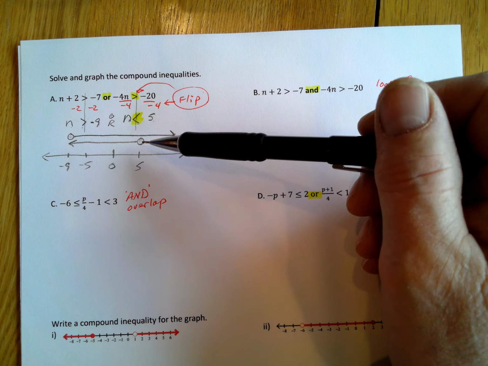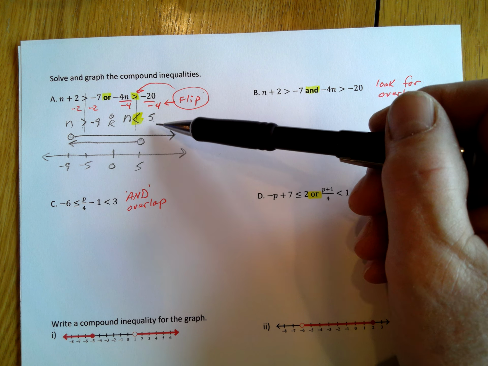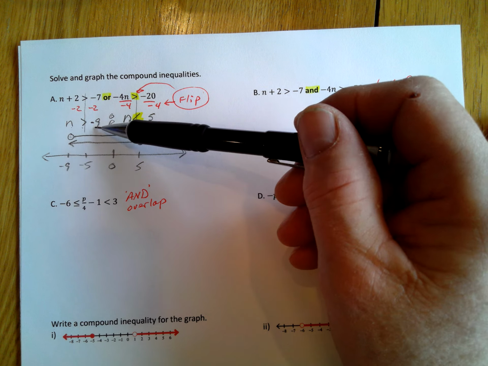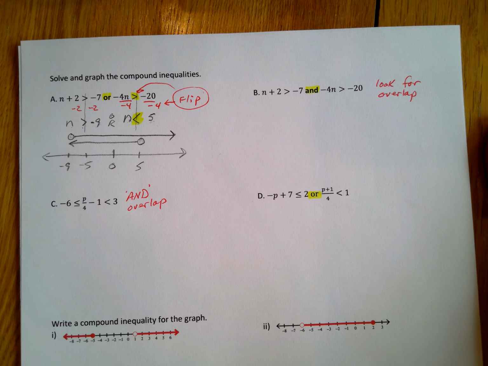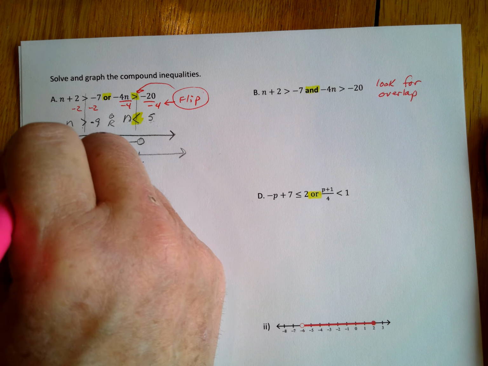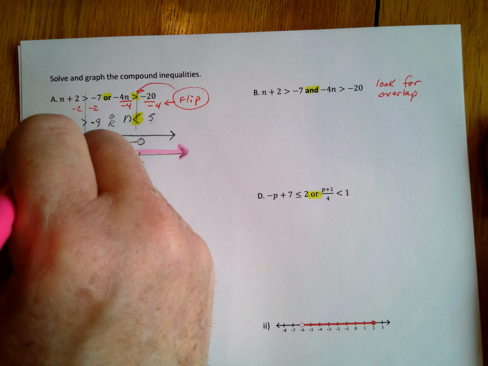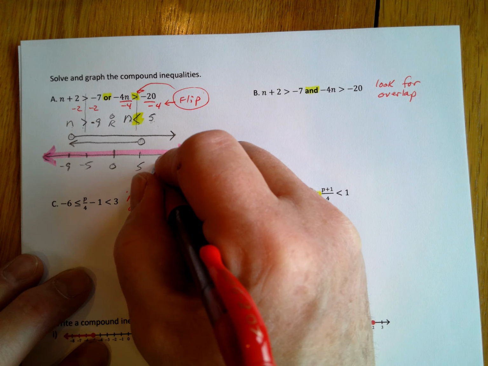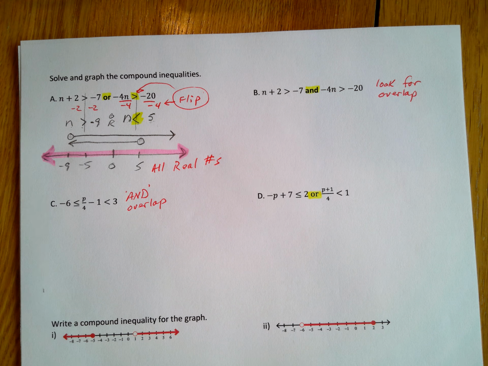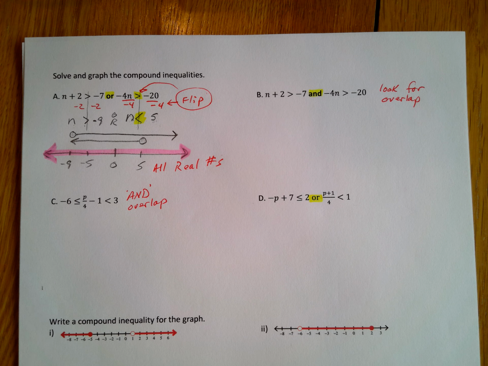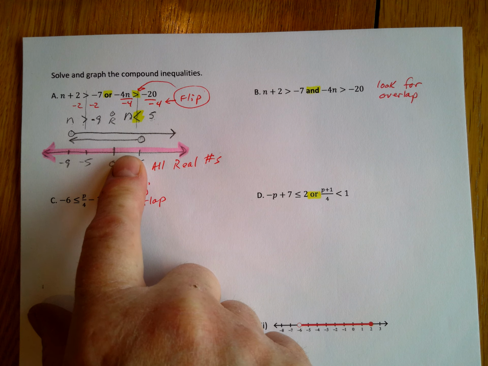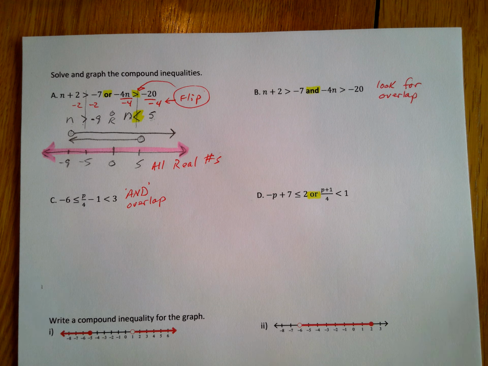The reason is when I plug in 5, this side is false. 5 is not less than 5. It's equal to 5. But 5 is greater than -9. So what did I say earlier? I said if we have overlap on an or, then the solution set is all real numbers. All real numbers. Okay? So you can have infinite solutions, all real numbers in inequality work. There is an example of it. All right, let's do our and.